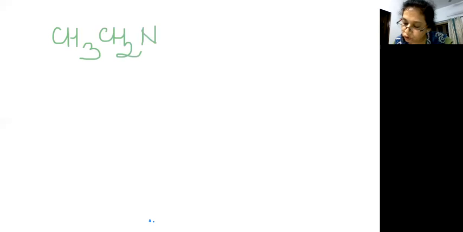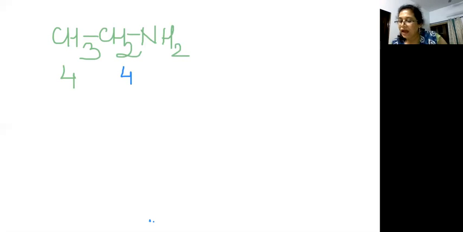Let's take another structure. The next structure which I had given you was ethylamine. Let me make ethylamine. CH3, CH2, NH2. Okay. So if you see, methyl has got 4 sigma bonds, so steric number 4. Now this carbon in the center again has 4 sigma bonds, 2 with hydrogens, 1 with carbon, 1 with nitrogen. So again, the steric number is 4.